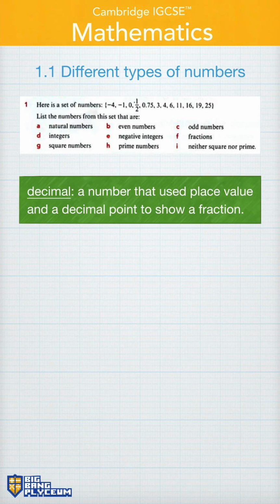And now, decimal. It is defined as a number that uses place value and a decimal point to show a fraction. For example, we have 0.75 here, and we see a decimal point, and this number also shows part of a whole, which is exactly as a fraction is defined. Okay? Very good.